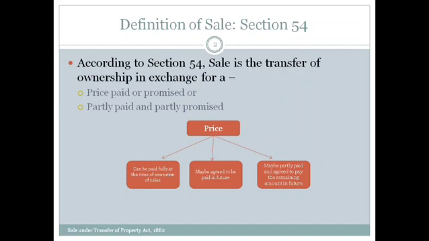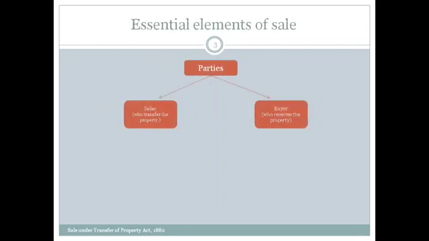Now, let us see who are the seller and the buyer. Seller is the person who conveys or delivers the property for the price or the consideration, and the buyer is the person who acquired the property. In other words, the person transferring the property is called the seller, and the person to whom the property is transferred is called the buyer.